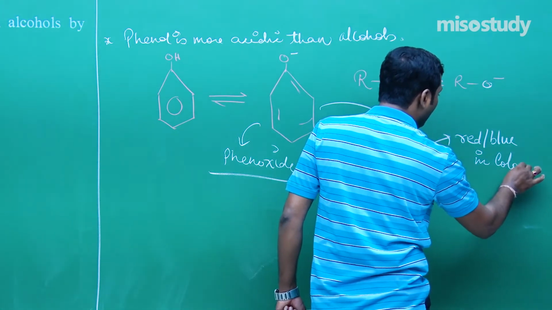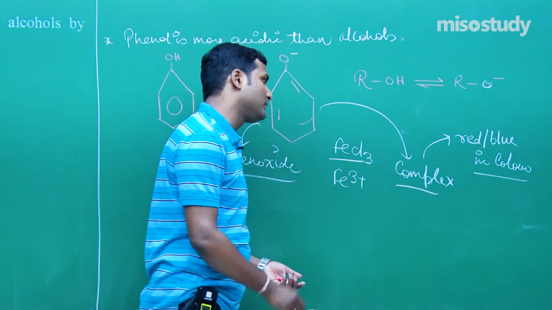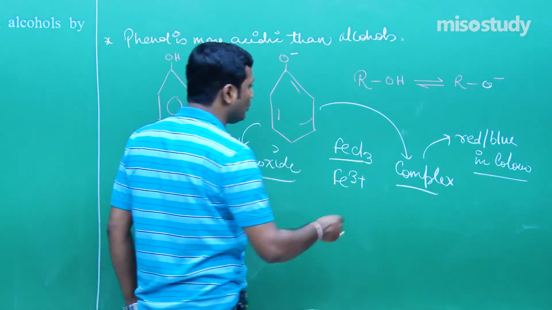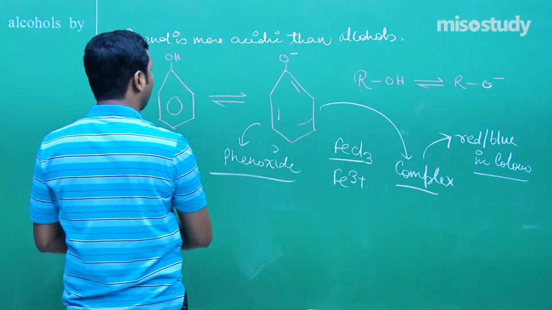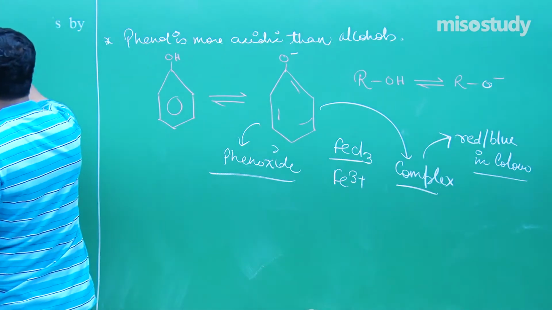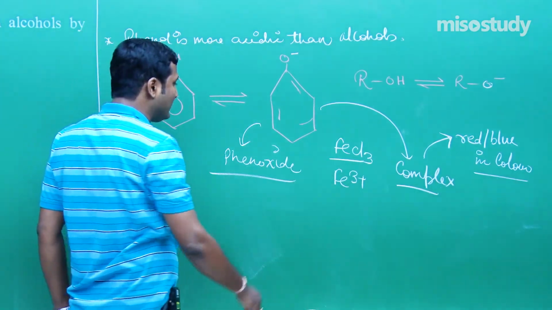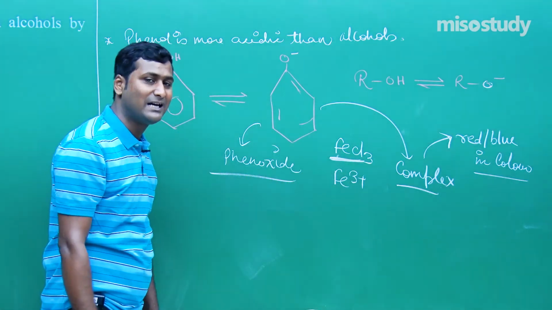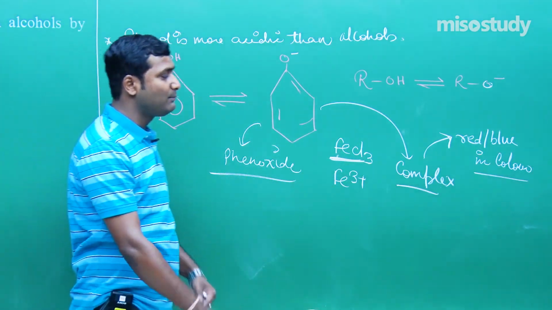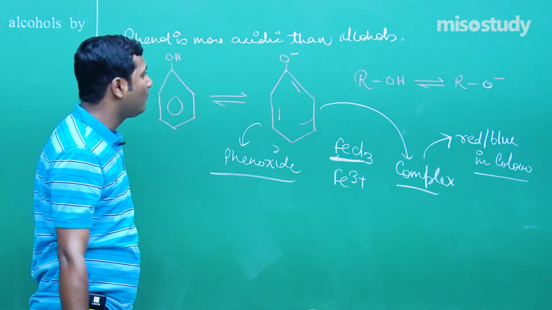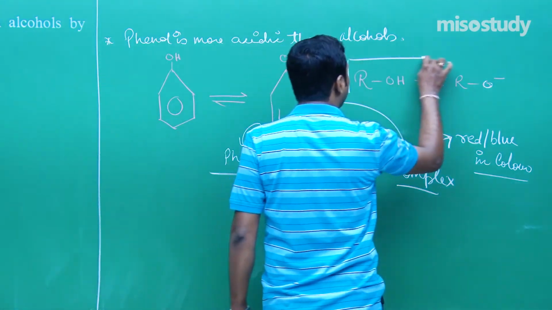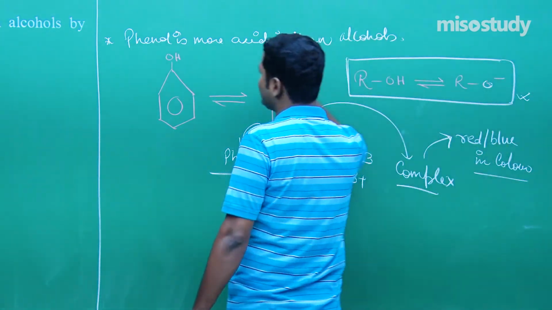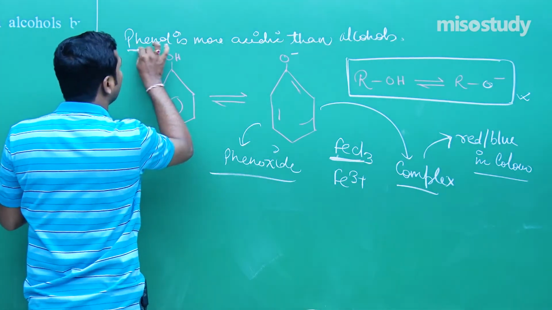The appearance of color proves that the reaction is moving, that is, the reaction goes to completion. So in case of phenol and ether, if I take FeCl3, then phenol easily reacts with Fe3 plus ion of FeCl3 and forms a complex, that is, a red or blue color appears. But in case of general alcohol, no such reaction takes place. So this is the best method to distinguish phenol and ether.